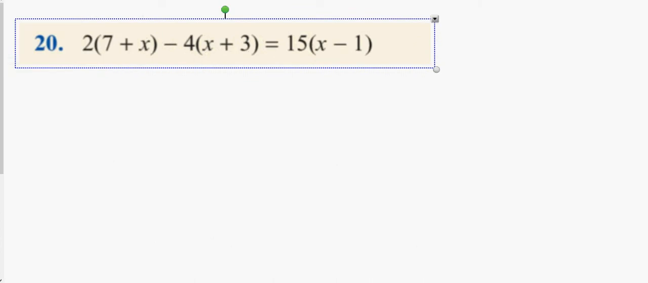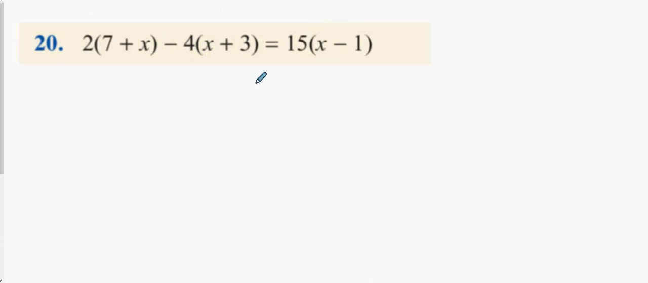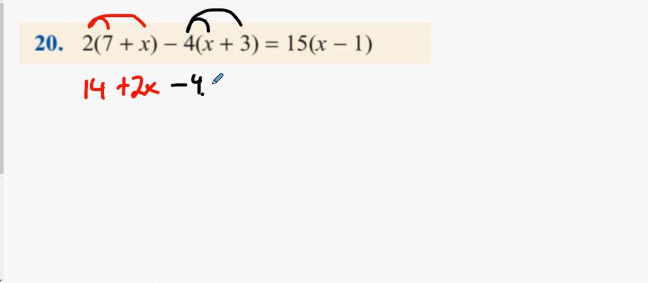James, here we go, buddy. Right, 2 times 7? 14. And after the 14? 2x. 2x, good man. And now you're going to multiply minus 4 by x and minus 4 by 3. Minus 4 by x is minus 4x. Minus 4 by 3 is minus 12. Exactly. Next part, 15 by x. 15x. And minus 15.